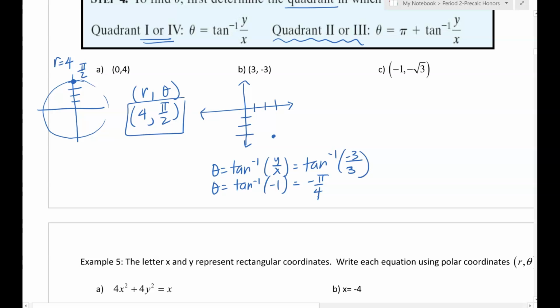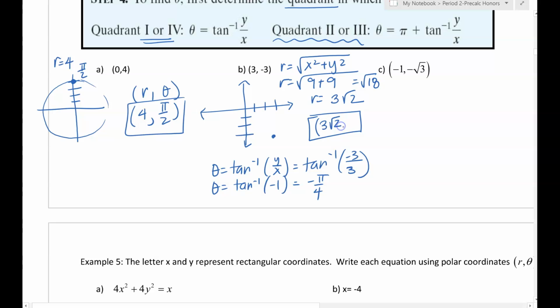Now let's find the radius. To find the radius, we will use r equals the square root of x squared plus y squared. Radius is going to be x squared, 3 squared would be 9, plus the quantity, which is -3, squared is also 9. So that will give me the square root of 18. 18 is going to be simplified down to 3 rad 2. So I have an answer. Remember, it's always radius comma theta. So radius is 3 rad 2. Theta is going to be a negative pi over 4. I need a bit more space in that box. There you go.